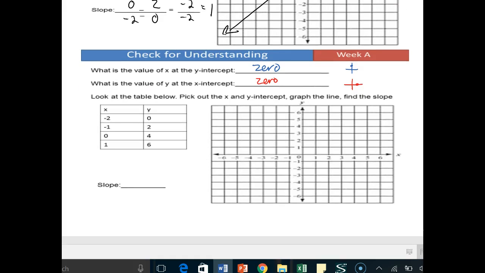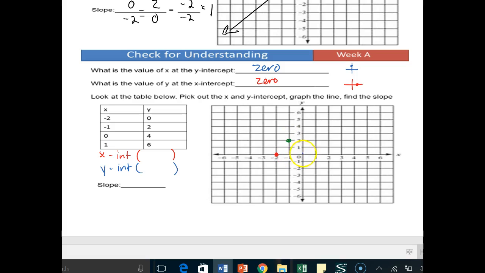All right, so in this last one we're going to plot all these points. We're going to name the y-intercept, and the x-intercept, x-int, and the y-int, the y-intercept. And we're going to use those 2 points to find our slope, even though we could use any 2 points we want. So right off the bat, let's go ahead and graph (-2, 0), so left 2, up 0, boom. (-1, 2), negative 1, up 2, right there.